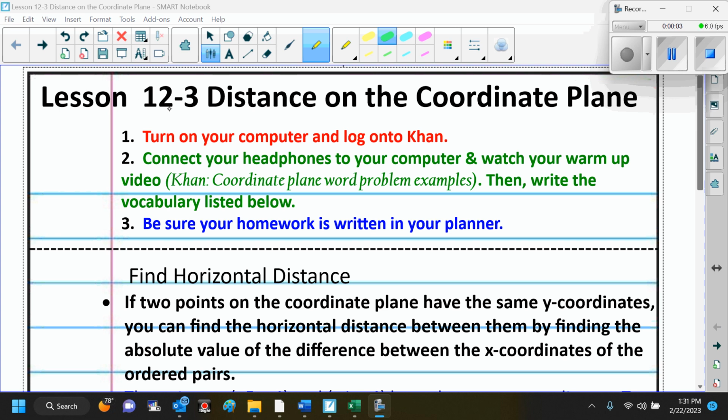So today's lesson is 12-3, which is distance on the coordinate plane. First thing you're going to do for your warm-up is watch this video called Coordinate Plane Word Problem Examples. That is in Khan, and it's listed in your assignment list. And make sure also that you write down your homework for tonight.